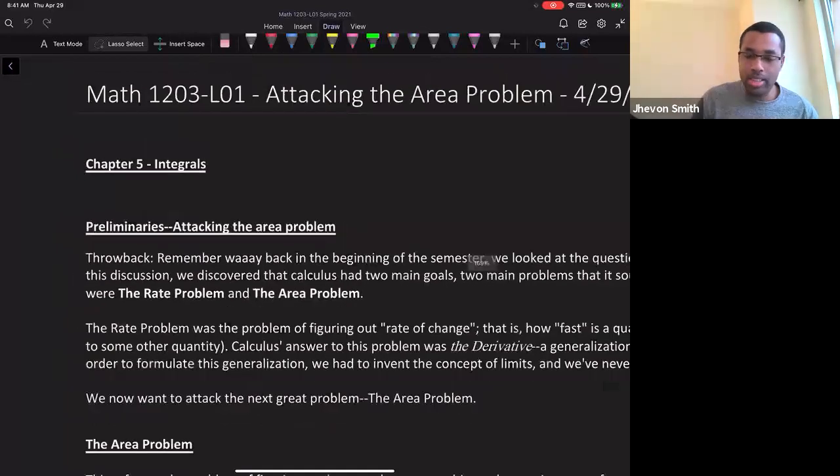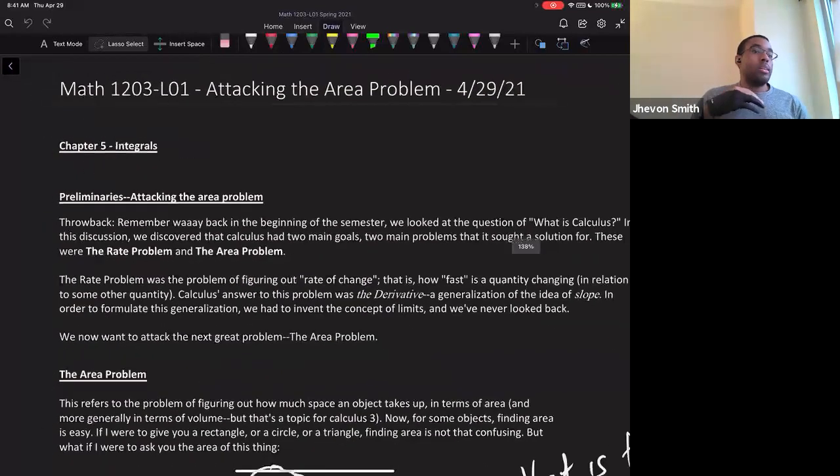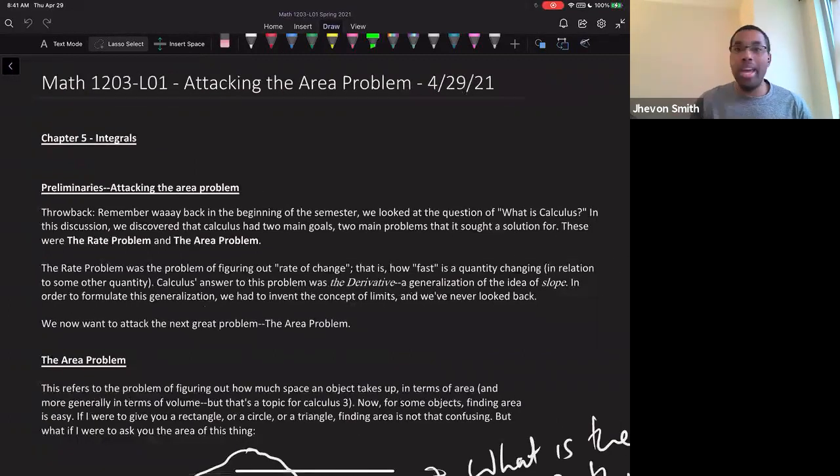We are, as you can see here, attacking the area problem finally. So going way back, in the very beginning of the course, I told you that, oh, what is calculus? And we spoke about it. Oh, calculus is the study of these 2 things. What is the point of these 2 things?